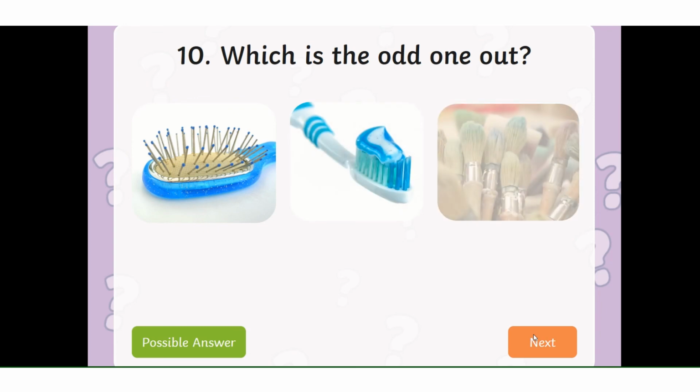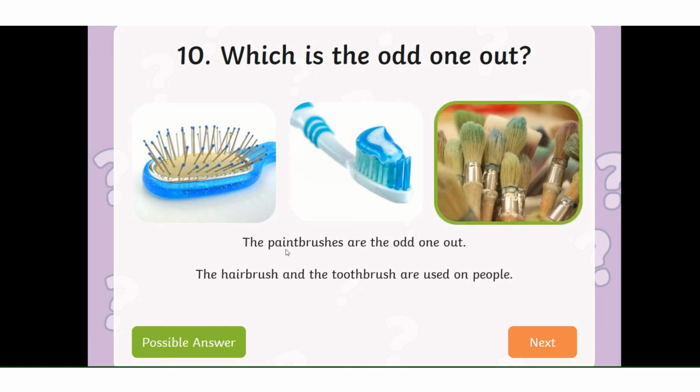Which is the odd one out? A hairbrush, a toothbrush, a paintbrush. What do you think? Pause the video and explain to your grown-up which is the odd one out and tell them why. Let's see what the answer was on here. The paintbrushes are the odd one out. The hairbrush and the toothbrush are used on people.